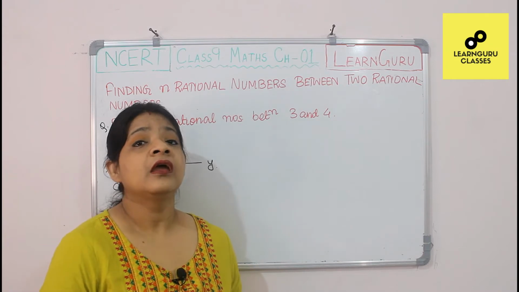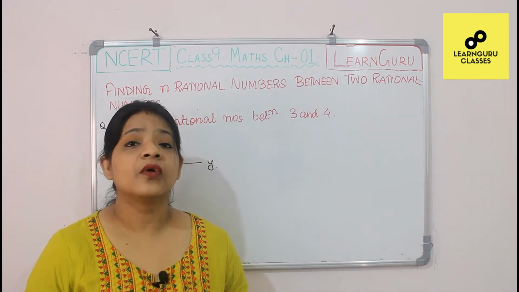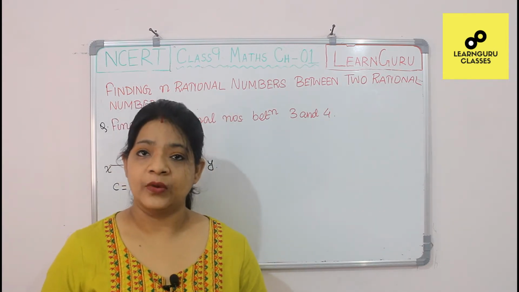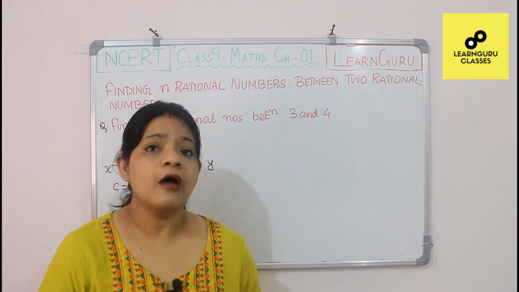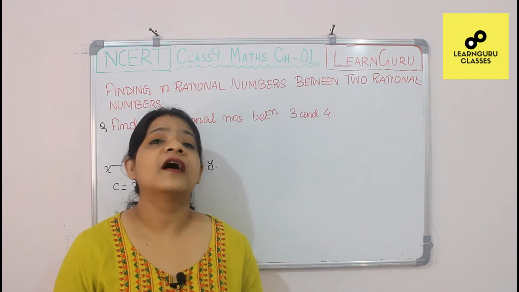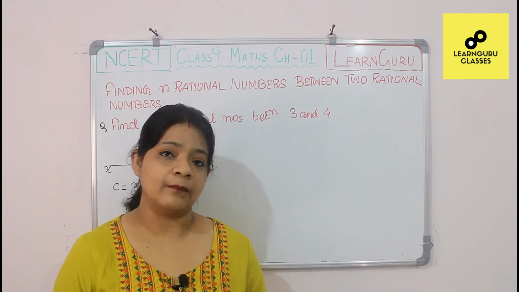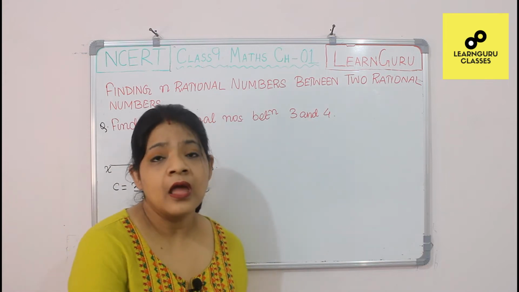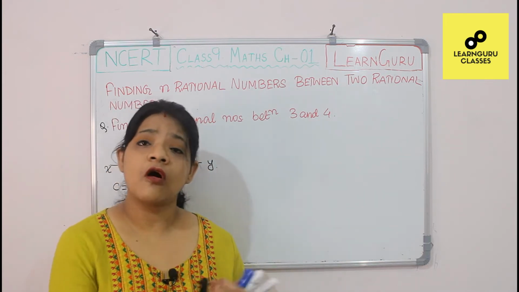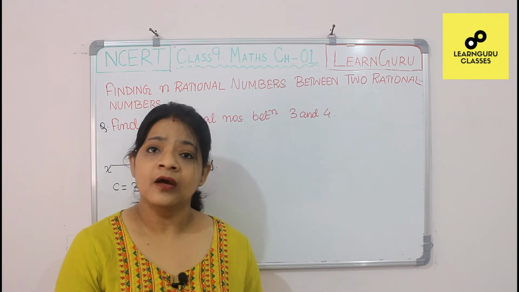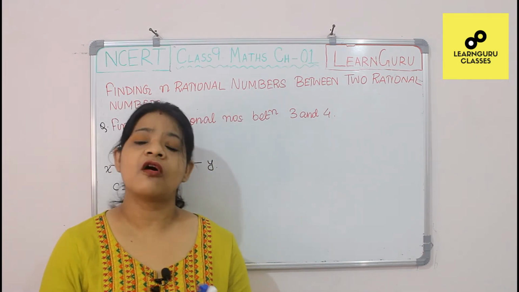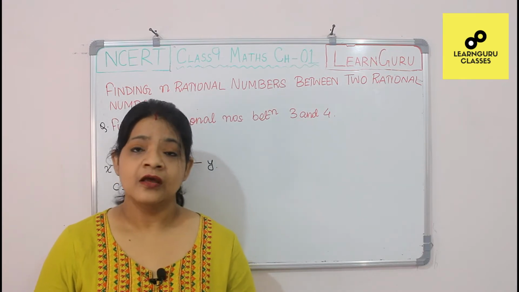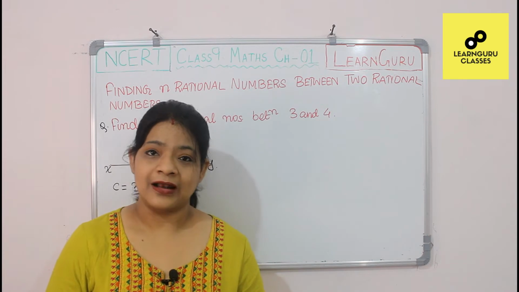Okay, so in today's class we are going to discuss how to find multiple rational numbers between two rational numbers. Now there are three methods of finding multiple rational numbers. I will show you the first method, discuss the cause of this method and the limitations of this method. Then we will go to the second and the third method. So with this, let's start our class.